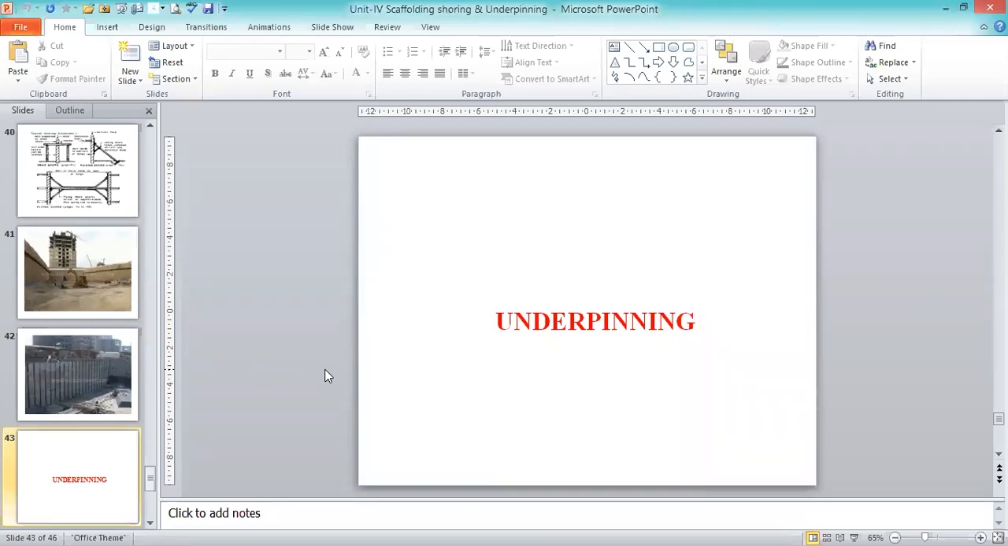In the next class, tomorrow's class, we will discuss underpinning operations, where we will go for underpinning. I don't want to club everything, because each and every topic is important and you can understand easily. If I explain scaffolding, shoring and underpinning all together in one class, it is somewhat difficult to understand. Because of that reason I separated them. First we discuss scaffolding, then shoring, and the last one is underpinning.